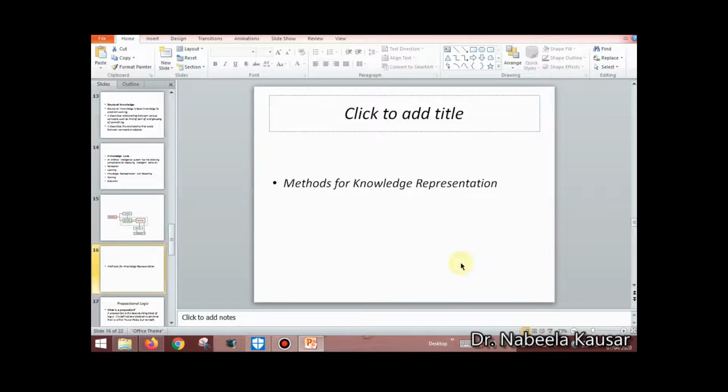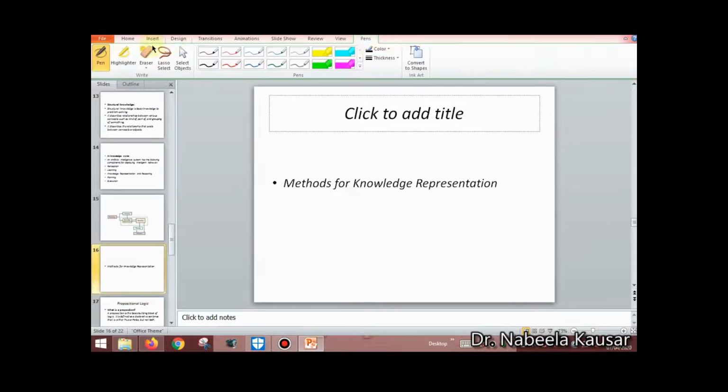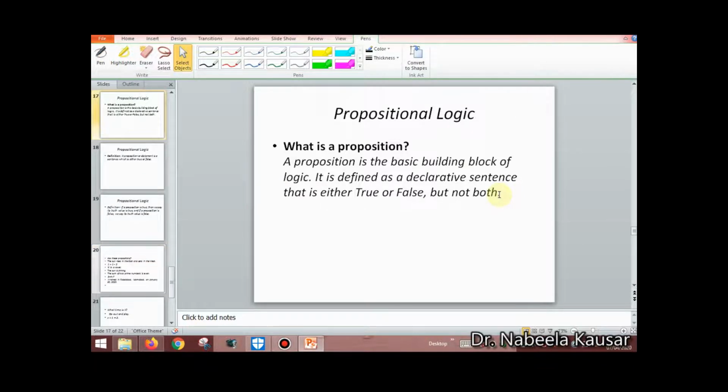Students, now we will discuss the methods for knowledge representation. The first method that we are going to discuss is propositional logic.